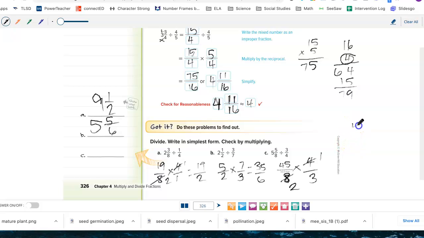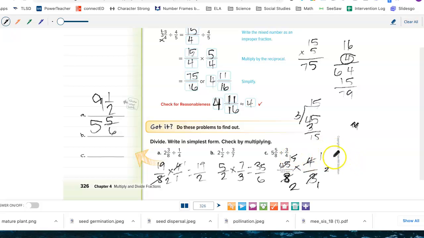3 can go into 45, so let's just find out how many times. My pen is not working, sorry guys. You can go in once, 15 times. So 15 on top and 1 on the bottom. My pen is not really responding to me.